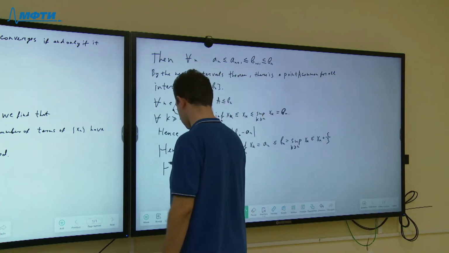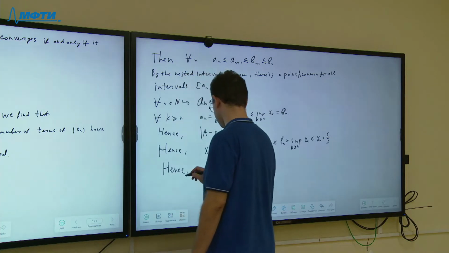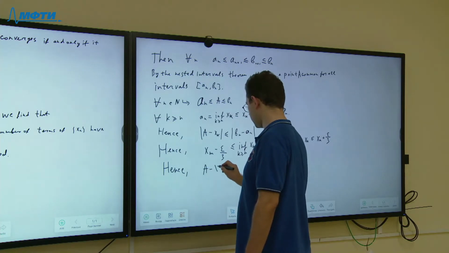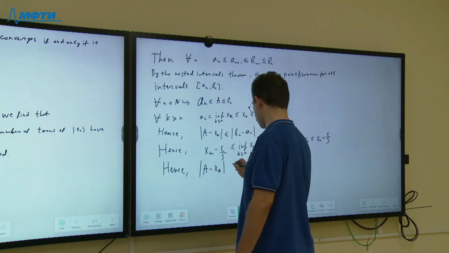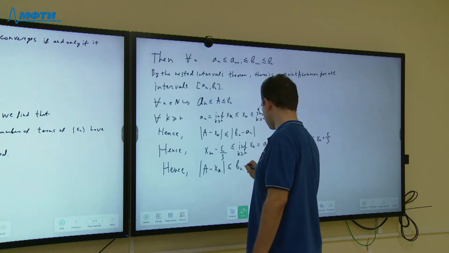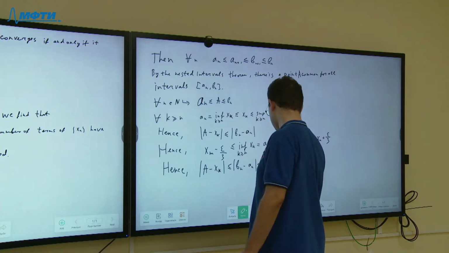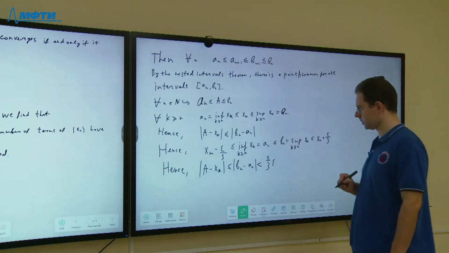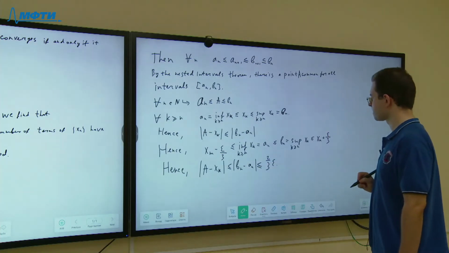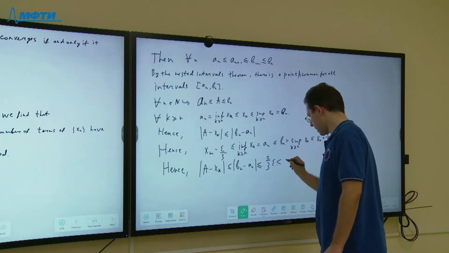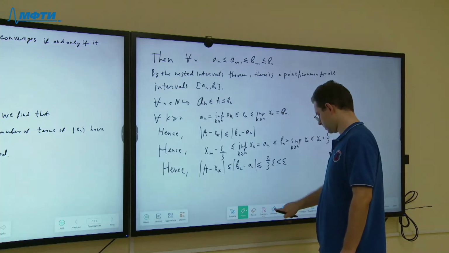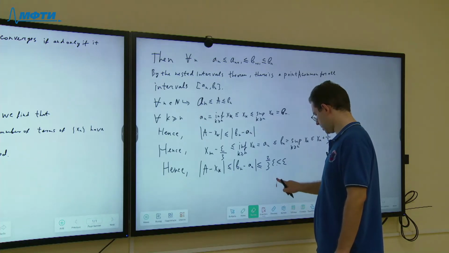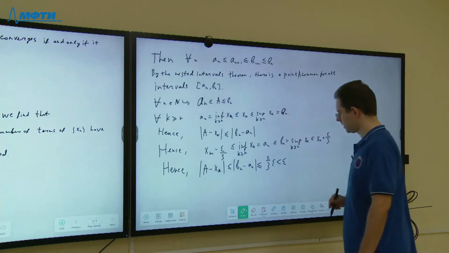Hence, a minus xk less than bn minus an less than 2/3 epsilon. Less or equal here, which is strictly less than epsilon. Strictly less than epsilon.